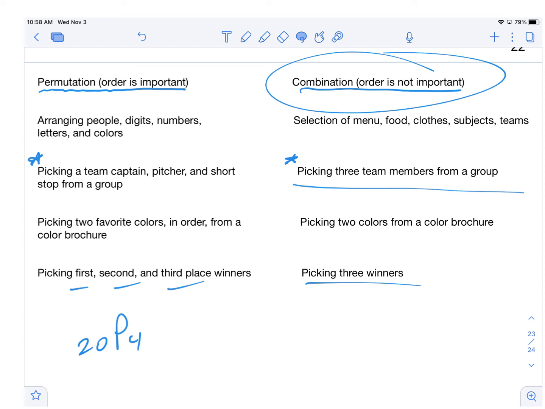Let's change scenario. Ladies and gentlemen, I have 20 senior Mu Alpha Theta members standing in front of me, and I need to choose 4 tutors. That's a what? That's a combination because what are they all? They are all tutors, and the order of me choosing them is not important. If I'm chosen first, I'm a tutor. If I'm chosen fourth, I'm a tutor. If I'm chosen third, I'm a tutor.